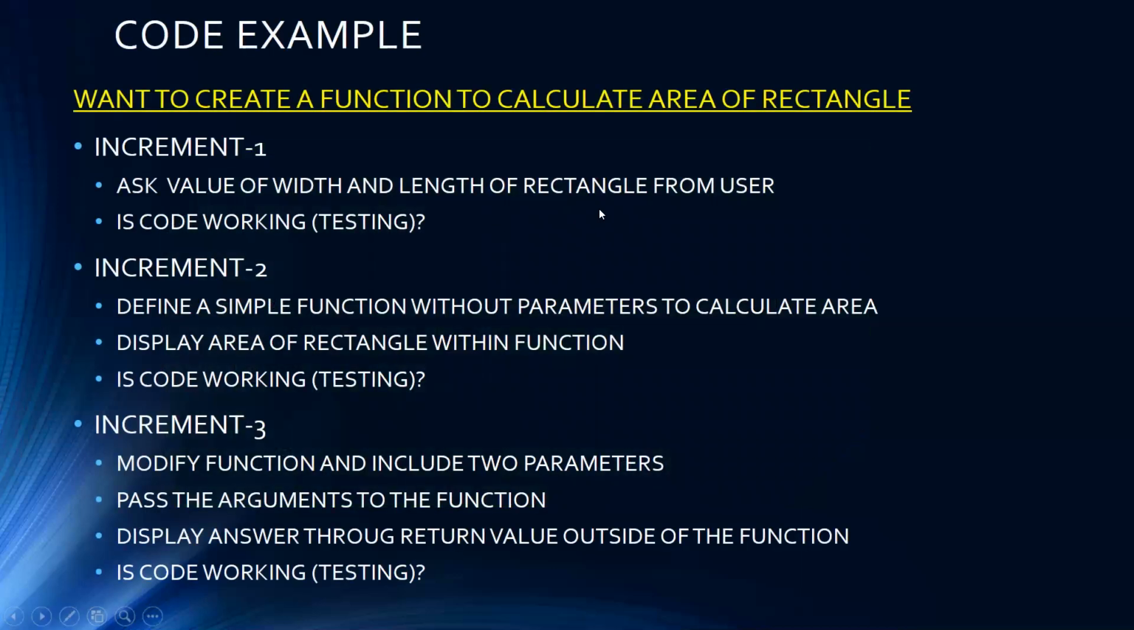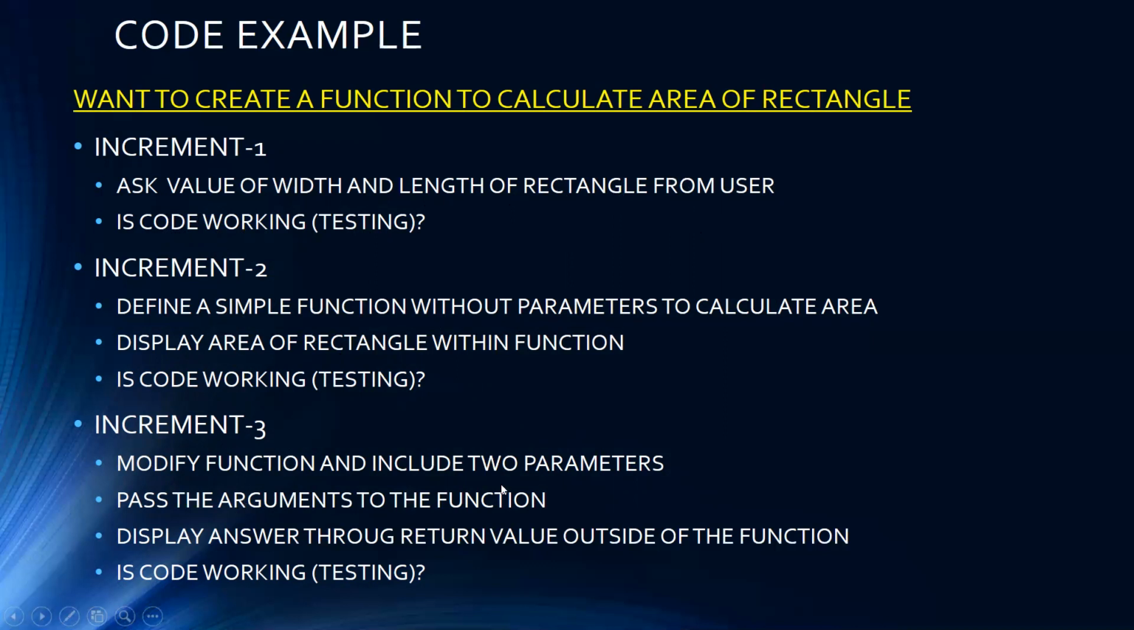Okay, now we will take an example. For instance, I want to make a function, or a program, you can say, which calculates the area of a rectangle. I divided this program into three increments, like increment 1, 2, and 3. In increment 1, I ask for the value of width and length from the user, and then I will test whether the code is working or not. Then I will define a very simple function without parameters, and then I will see whether it is working.